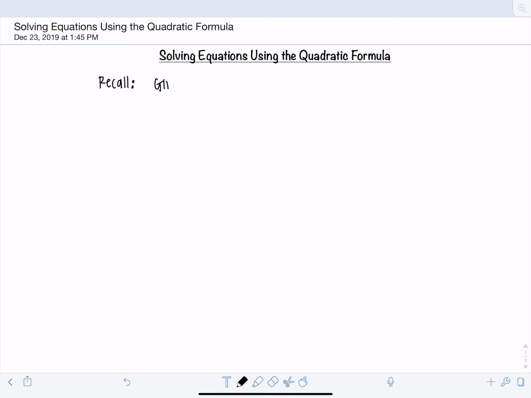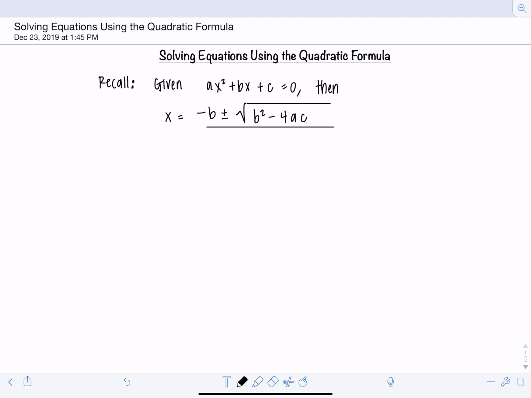So given a quadratic equation of the form ax squared plus bx plus c equals 0, then your solutions, or x, is going to be equal to the opposite of b plus or minus the square root of b squared minus 4 times a times c, all divided by 2a, provided a does not equal 0. So this needs to be put to memory. It's something that you'll use extensively throughout your math career.